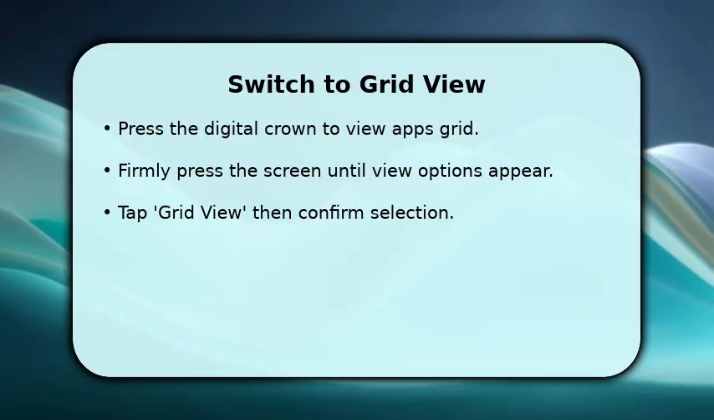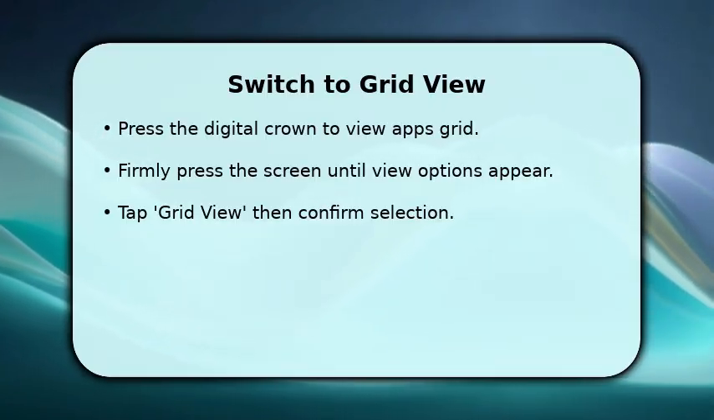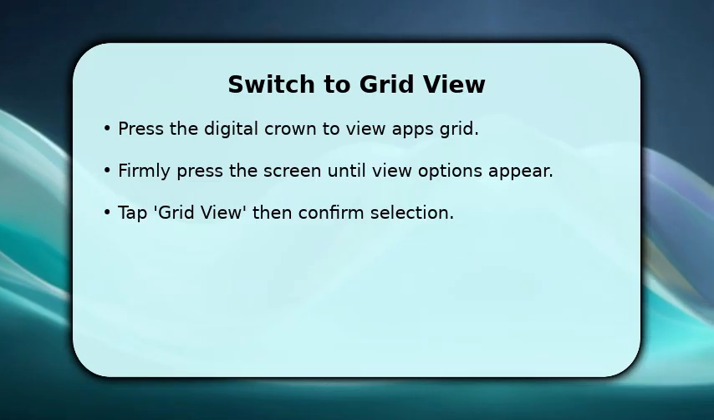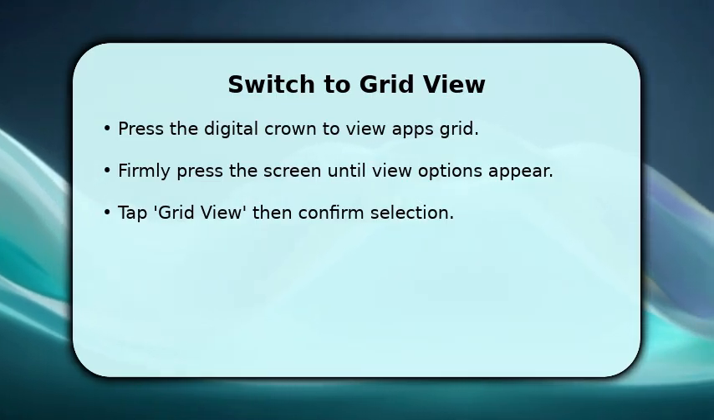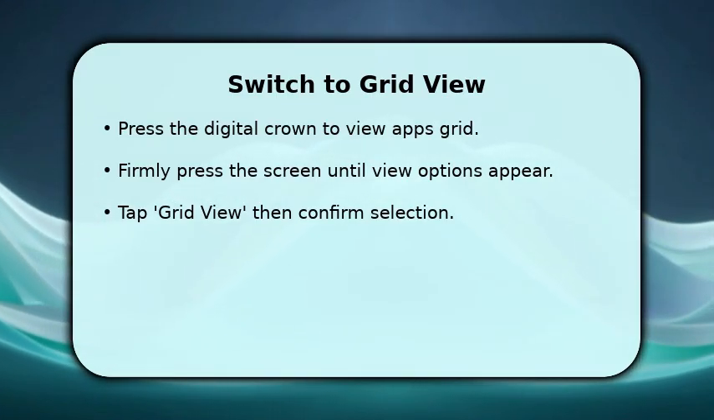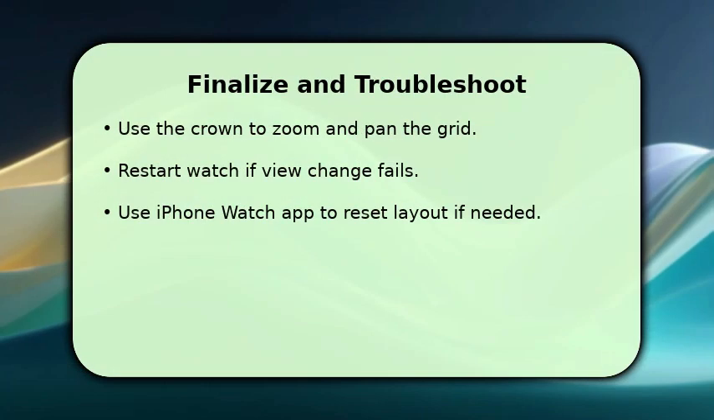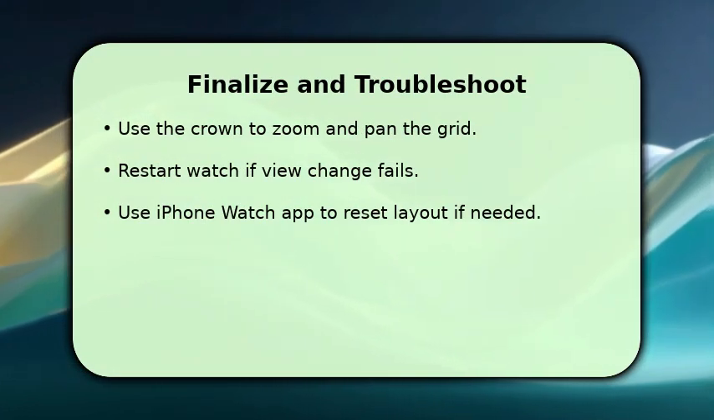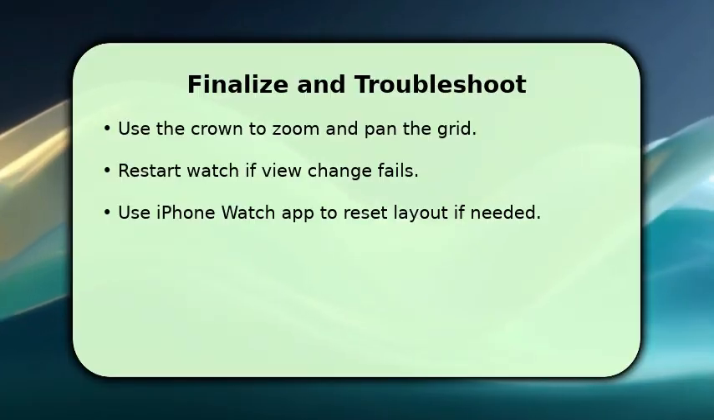The watch will immediately rearrange apps into the honeycomb pattern. If the force touch menu doesn't appear, make sure you press firmly but not angrily, then try again. Once switched, scroll the grid with your finger and use the crown for precise navigation. You finalize by using the digital crown to zoom and pan the grid so your most used apps sit near the center. This makes access faster.